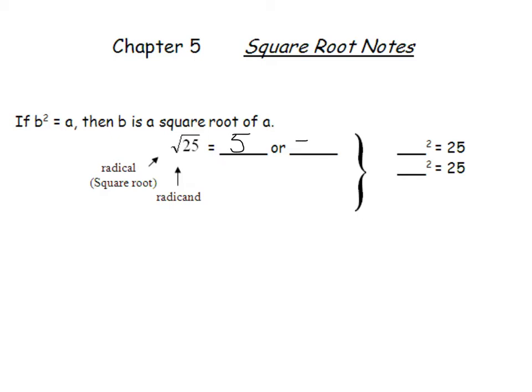Or you could also say that it would be a negative 5, because if you were to take 5 and square it, you get 25. You would also get 25 if you took a negative 5 and squared it. So when you take a square root, you're basically looking for what number times itself would give you what's inside of that square root.